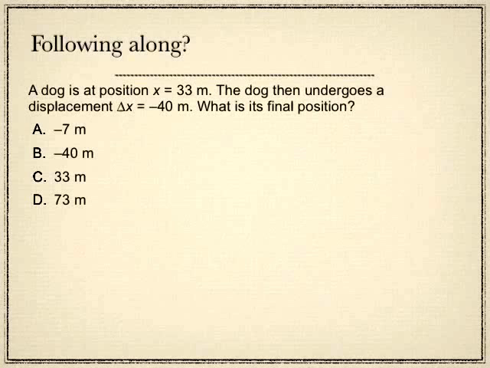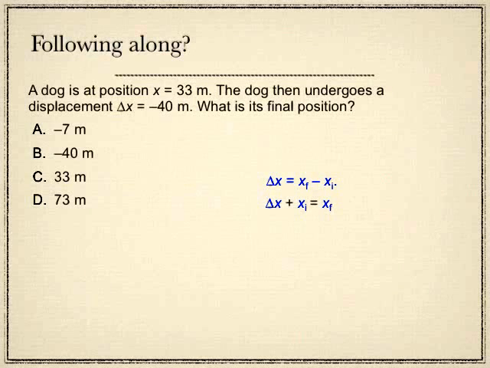If you have successfully answered the question, you used the equation from before. Displacement is final minus initial position. But we're asked to solve for the final position, so we rearrange the equation: displacement plus the initial position gives the final. The initial position is 33, so 33 plus the displacement of negative 40. So negative 40 plus 33 is equal to the final position, which gives us the right answer.